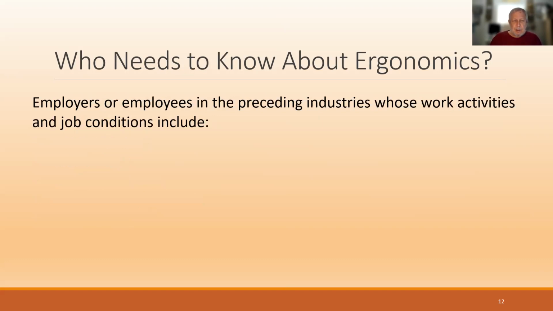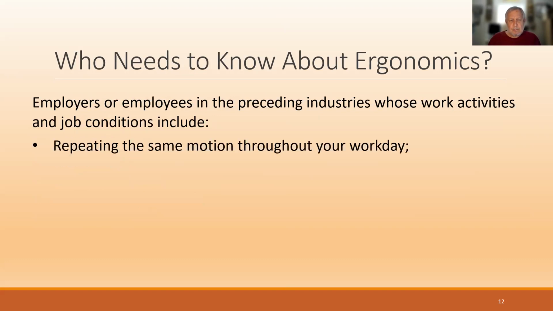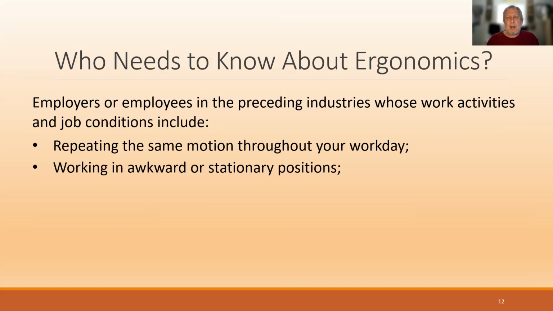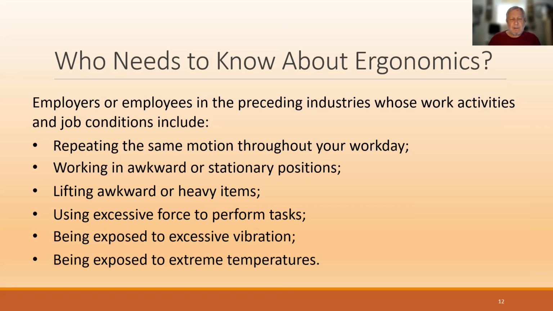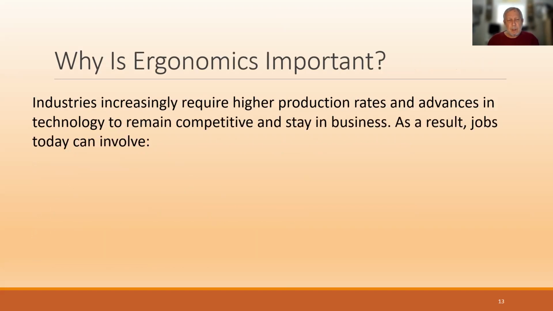And these are some industries whose work and activities OSHA thinks should be aware of ergonomics. Repeating the same motion throughout your workday. That's basic ergonomics 101, is repetitive motion. Awkward posture positions. Again, that's where we're at right now. Ergonomics 101. Lifting awkward or heavy items. That's a problem. Excessive force to perform tasks. Being exposed to excessive vibration and temperatures.